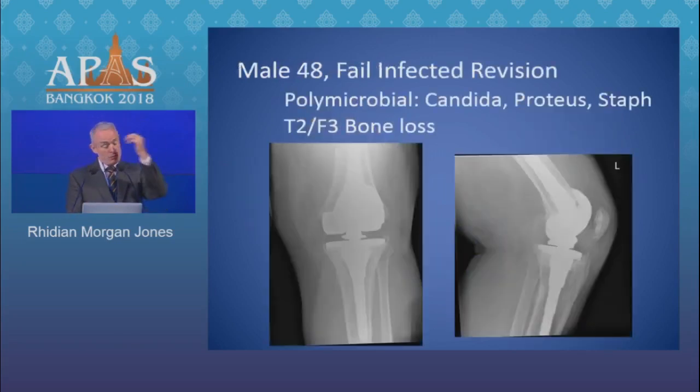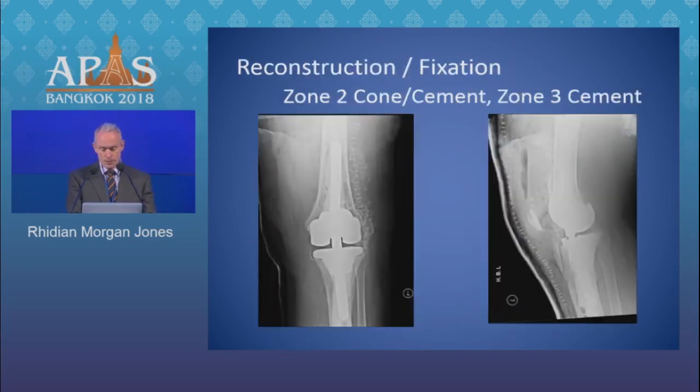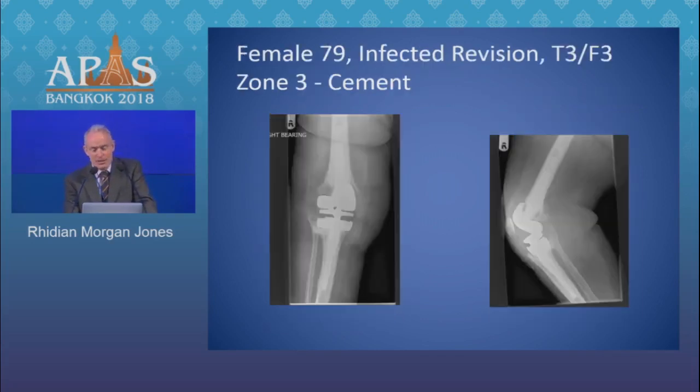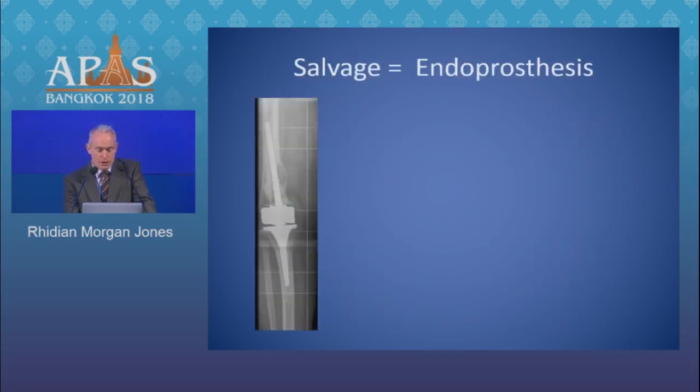One last case. This is what I did 2 weeks ago. Male, 48, failed infected revision, polymicrobial. He's got a candida, proteus and a staph. We've got significant bone loss above and below. And we've gone for a big one stage here, using cones, tibia, femur and tibia. Cemented fixation, lots of antibiotics in the cement, and touch wood, at the 2-week review, he's doing very well. Yeah, so same again, cemented fixation.